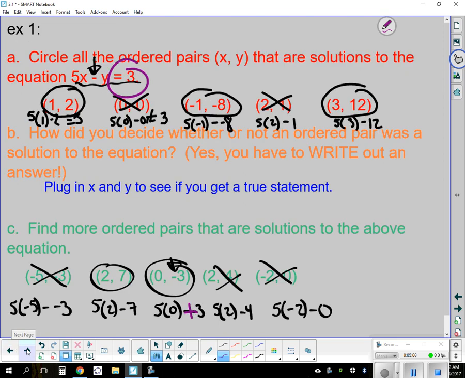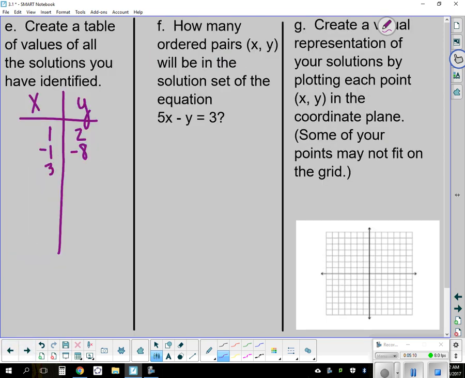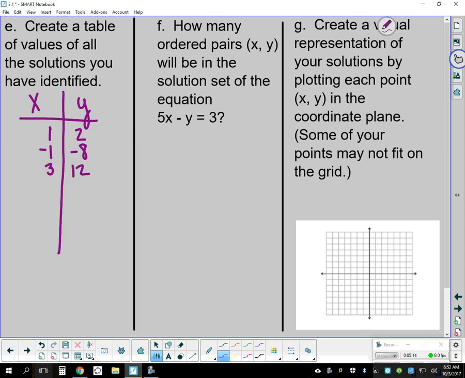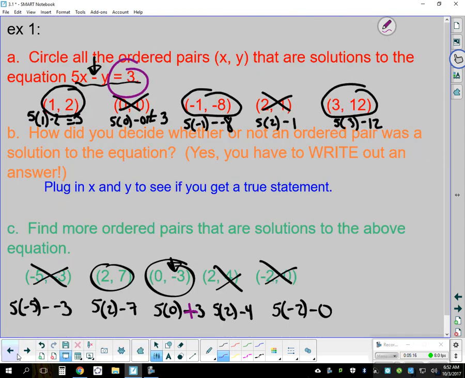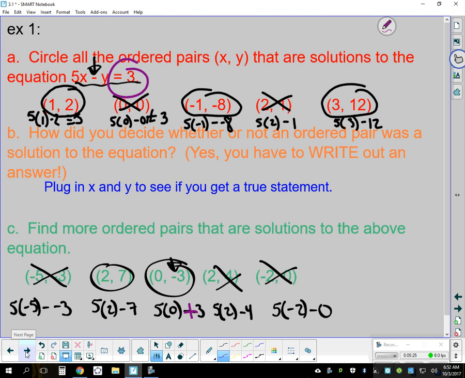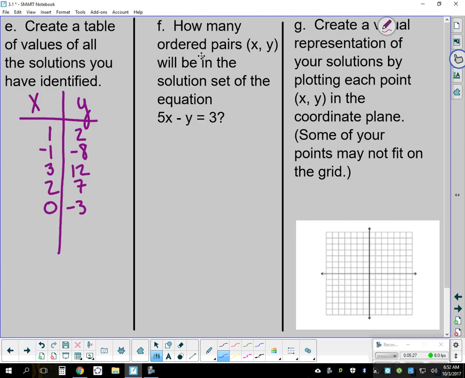We have 3, 1, 2, 2, 7, and 0, -3. Okay, so those are the 5 solutions that we have already decided will work for this equation. How many ordered pairs, we know ordered pairs are x, y, will be in the solution set of that equation?